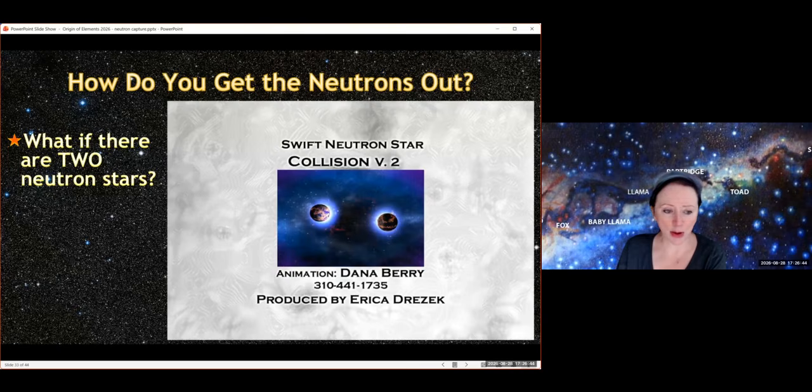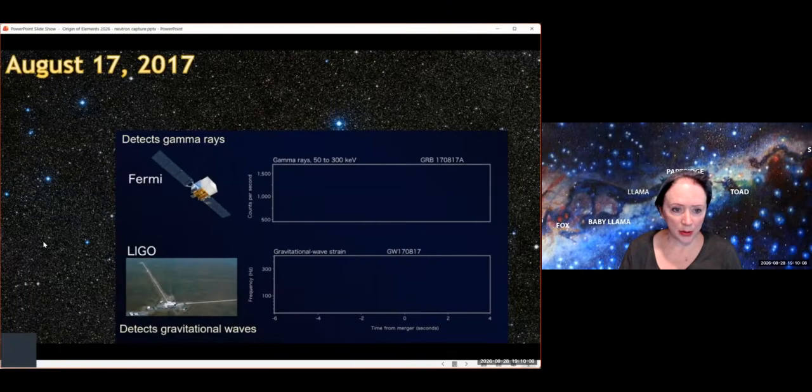Lots of neutrons very fast. So neutron star mergers look like an excellent theoretical solution. But there's a rather important question. Do they actually make R process elements? On August 17th, 2017, something remarkable happened.